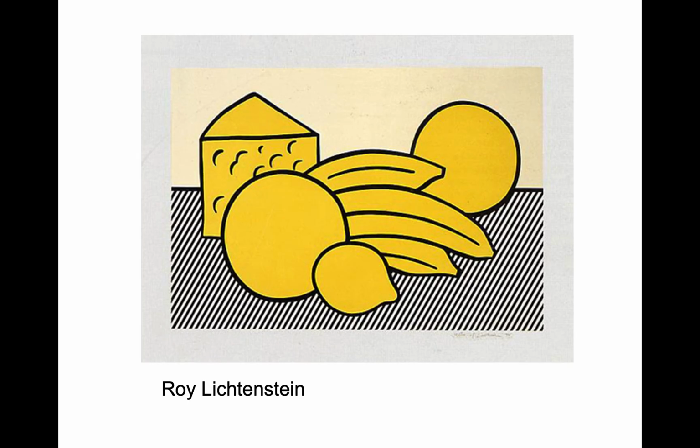Here's a great example. Lichtenstein. He indicated no light source, and it's only through the use of line that we can indicate any sense of three dimensions, but this is an extremely flat still life.